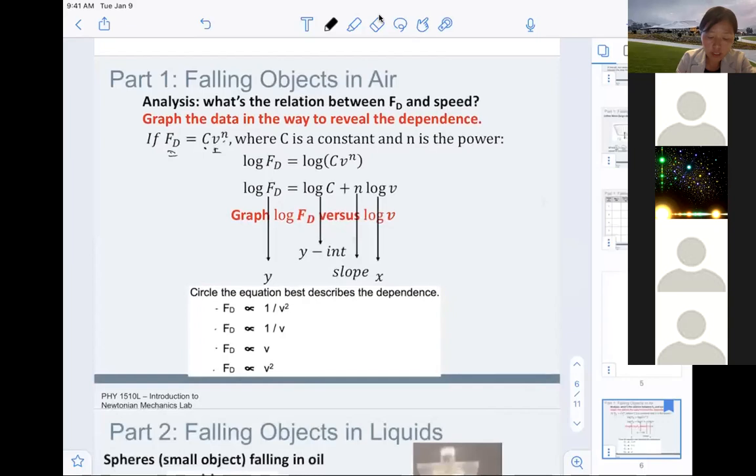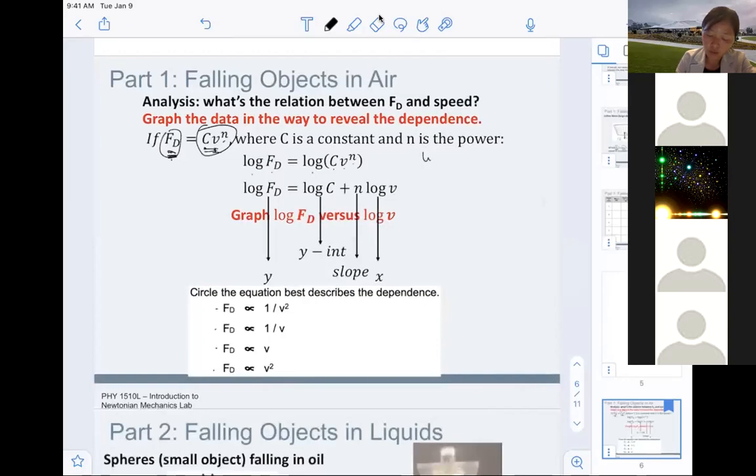And this is a very common practice in graphical analysis: when you have a power relationship and you do the plot, it's not going to be a straight line. This is not a linear relationship, right? But we can turn this into a linear graph by taking a log of this function. So if you take the natural log on both sides, the left side becomes log of FD, the right-hand side becomes log of C times V to the power of N.